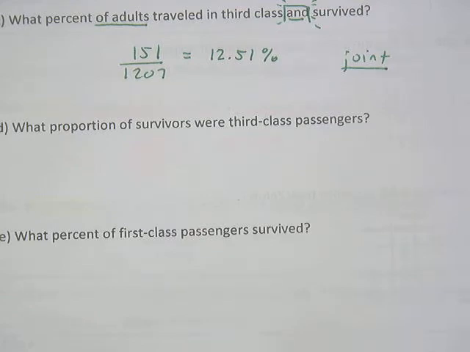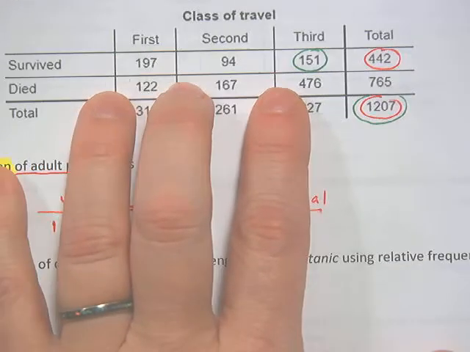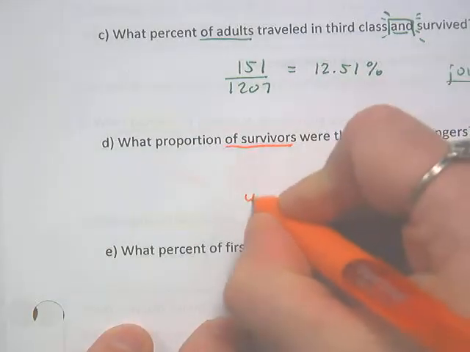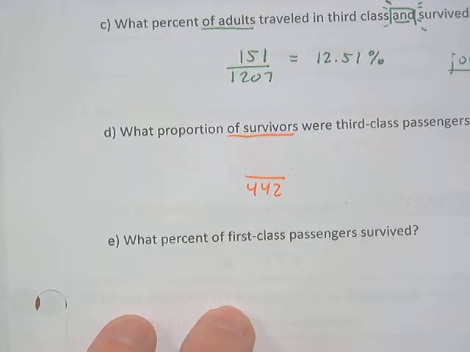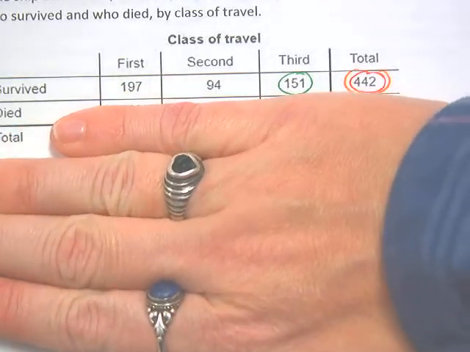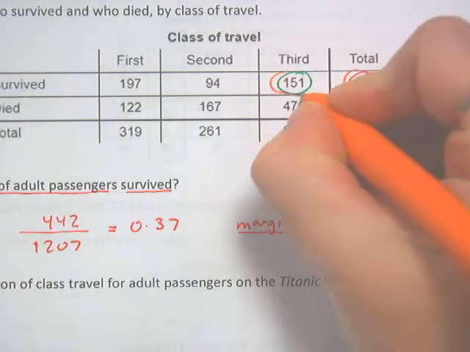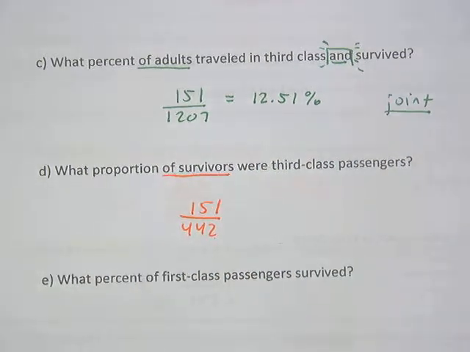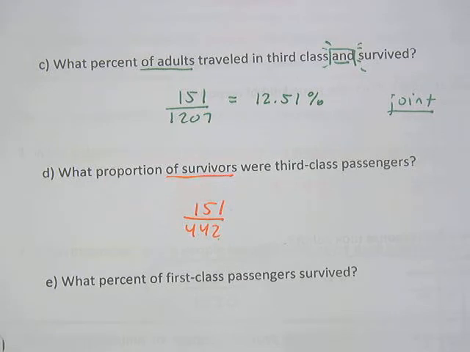Let's try D. What proportion of survivors? Okay, so I'm only looking at those who survived, which is 442 that survived, so that's the denominator of survivors. So I'm only looking at this row. We're third class, so that's this 151 again. So it just helps me to circle the things that go in the same fraction. I use the same color for them. You may think that's silly, and you don't have to do it. Proportion 0.34.